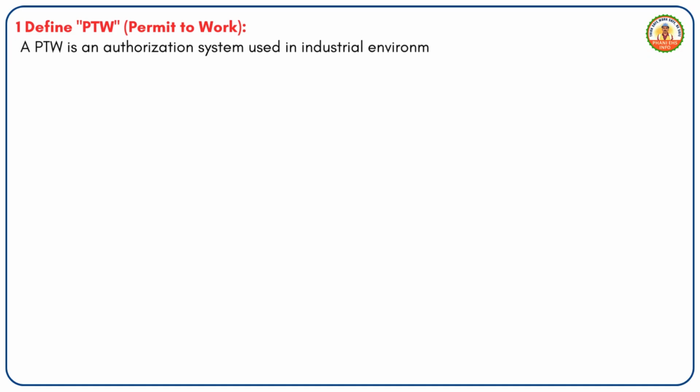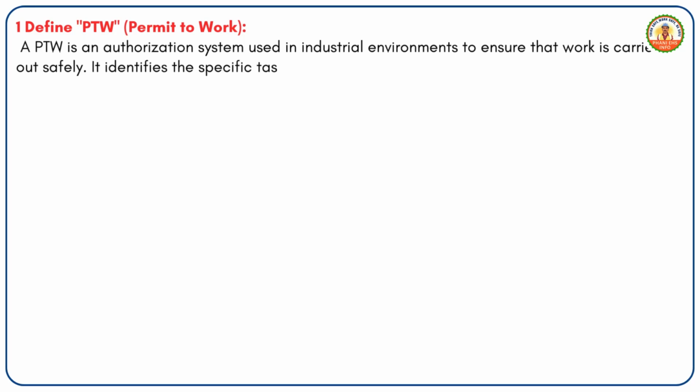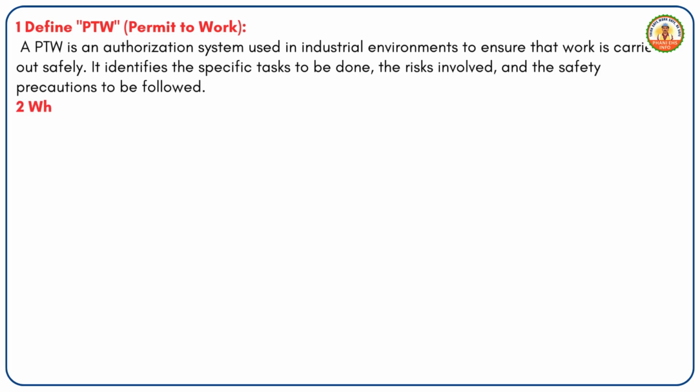1. Define PTW, permit to work. A PTW is an authorization system used in industrial environments to ensure that work is carried out safely. It identifies the specific tasks to be done, the risks involved, and the safety precautions to be followed.